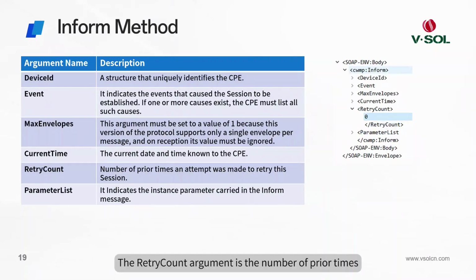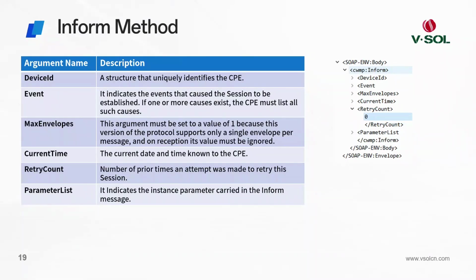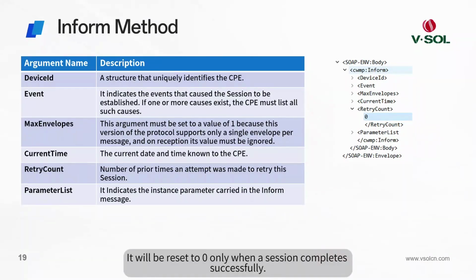The retry count argument is the number of prior times an attempt was made to retry this session. This must be 0 if and only if the previous session succeeded. It will be reset to 0 only when a session completes successfully.